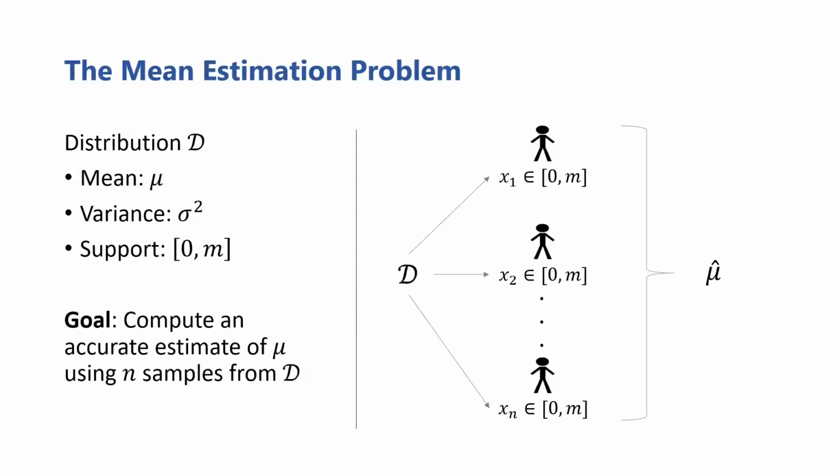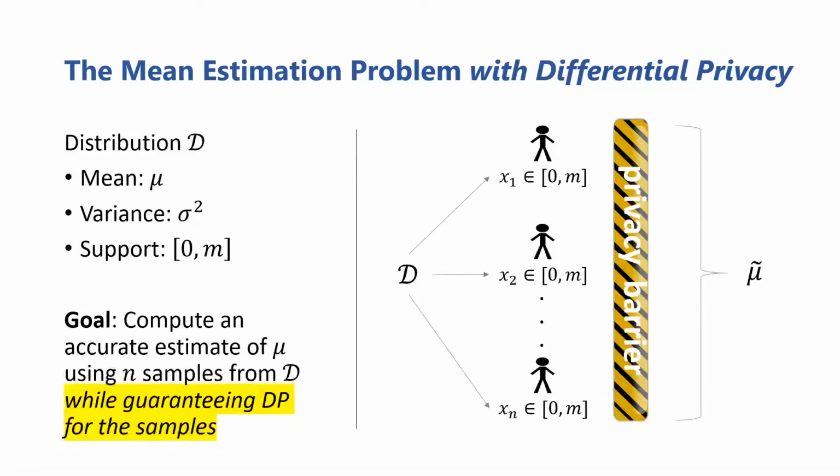Here, there's some distribution D that has unknown mean mu, some variance sigma squared, and support on a subset of the interval 0 to m. The goal is to take n samples from the distribution and use them to accurately estimate its mean. Framed in a user-centric perspective, we assume there are n users, each holding a single sample drawn from this distribution, and we want to collect their data to estimate the mean. Requiring the constraint of differential privacy simply adds this conceptual privacy barrier that all the users' data must pass through in order to generate the mean estimate.